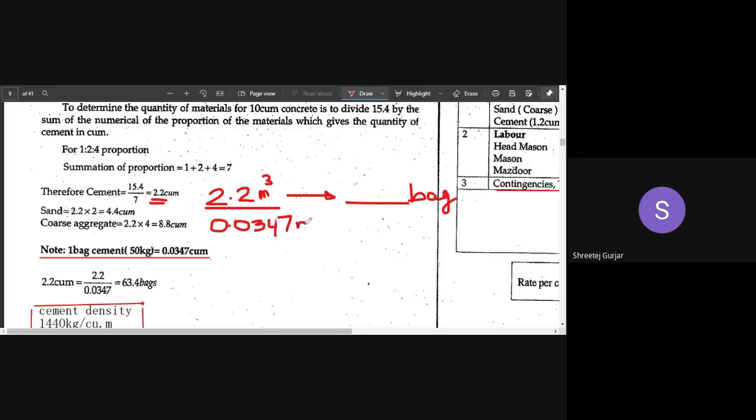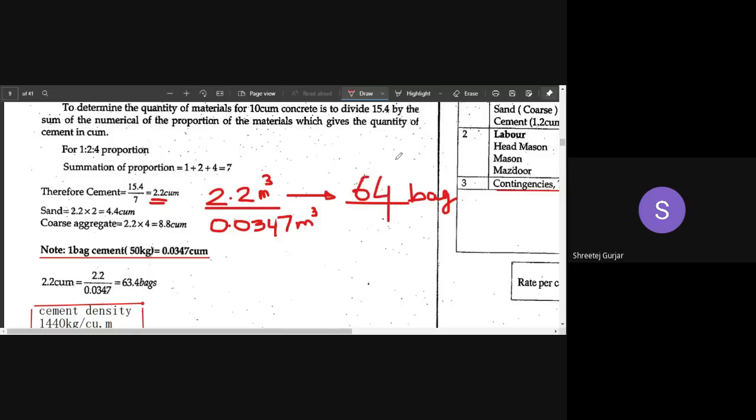Now tell me the answer. How many bags are required? Can you tell me now? Tell me in round figures, because we cannot buy point bags, 0.2, 0.3 bags we cannot order. Tell me in round numbers. 63.4. Round it off. 64 bags, sir. 64. Okay.